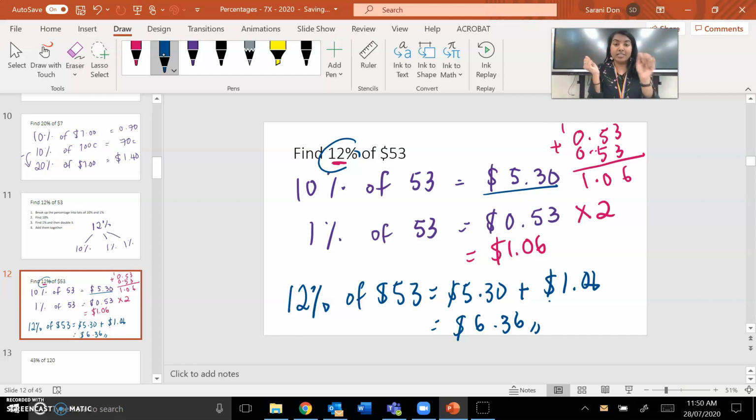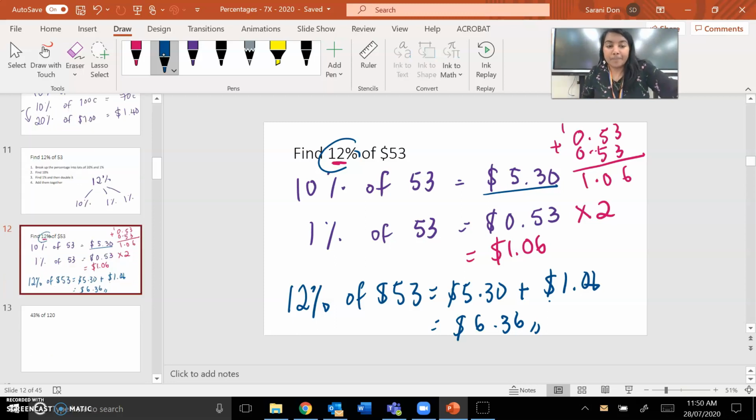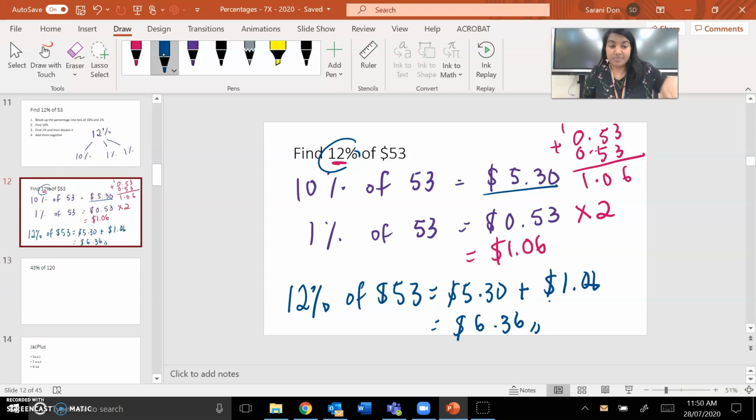We doubled the 1% because there's 2 of them. If it was 13%, we're going to times it by 3. If it was 14%, we're going to times it by 4. So that is the little trick that you guys can do. Once you found out each one, you just add them together. Like I said, this shortcut, there are other multiple ways you can work this out. This is just a shortcut way. Things you could also do in your head.